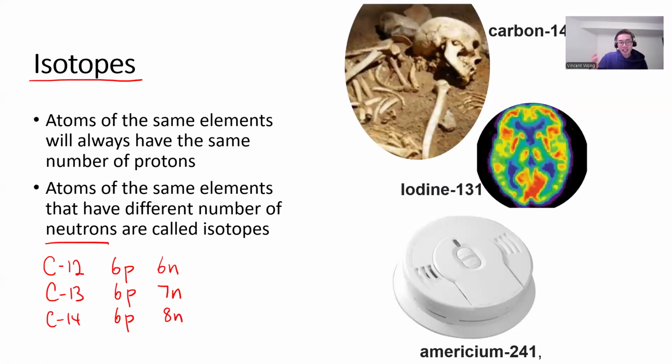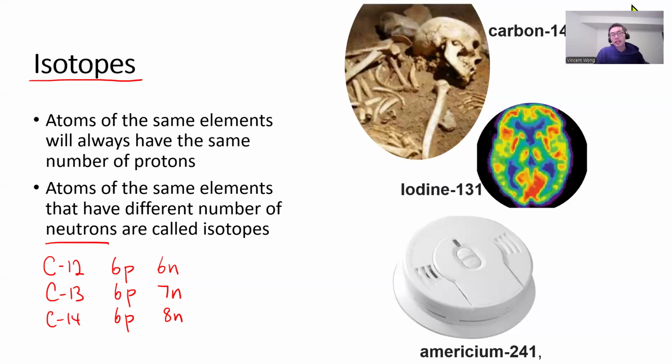Some of these isotopes, the heavier ones, might be unstable. When they're unstable, they tend to break down on their own. So we call them radioactive isotopes, because when they break down on their own, they give off a little bit of radiation. And with radiation, it means we can detect them. We can measure how much radiation is given out from a sample, and then we would have an idea of how much carbon 14 is in it.